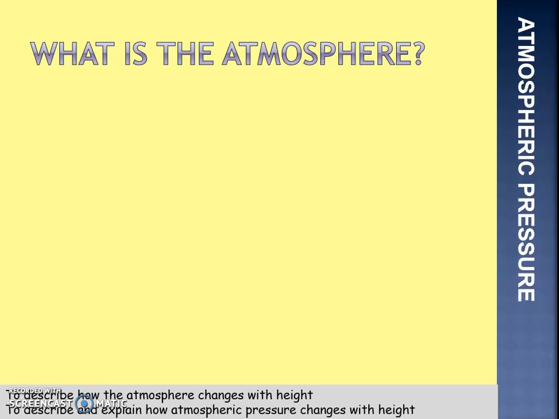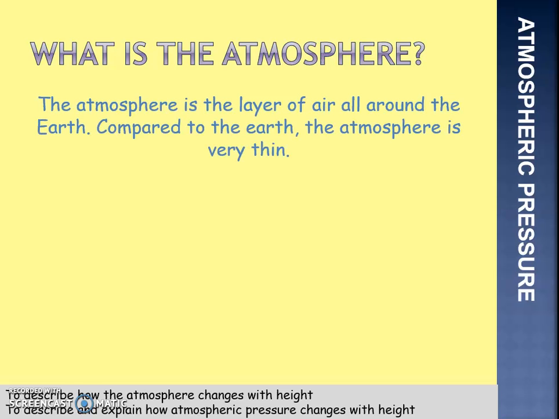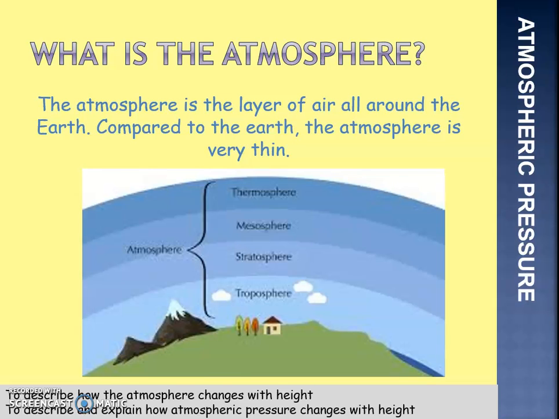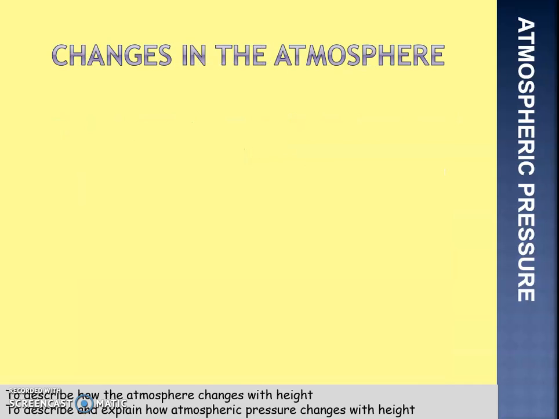Okay, so what is the atmosphere? So the atmosphere we describe as the layer of air that's all around the Earth. Now, compared to the size of the Earth itself, the layer of the atmosphere is extremely thin. It's made up of 4 different bits. It's made up of the troposphere, which is right close to the Earth, the stratosphere just above that, the mesosphere, and the thermosphere. We add all those together, we get our atmosphere.